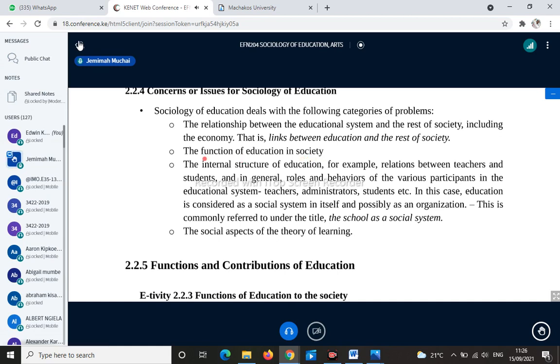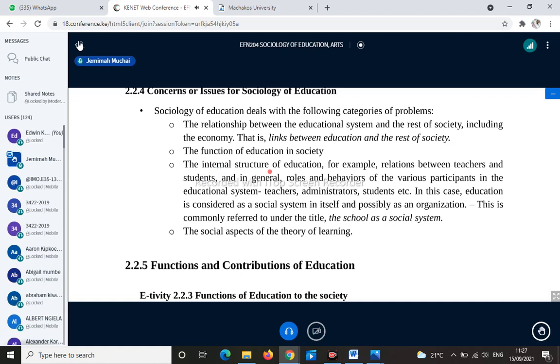The next one, the function of education in the society. We listed this, the functions of education in the society. We are going to this one later. We look at what education does for society, although we mentioned some earlier.